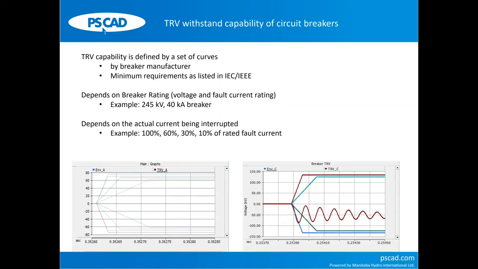So we know that we can measure the transient voltage across the breaker, but how do we define whether that transient voltage you measure is okay or not? In other words, whether the breaker can successfully withstand that kind of transient voltage. To define that, the IEEE has defined a set of curves, which we call capability curves. You can see them here on the screen.